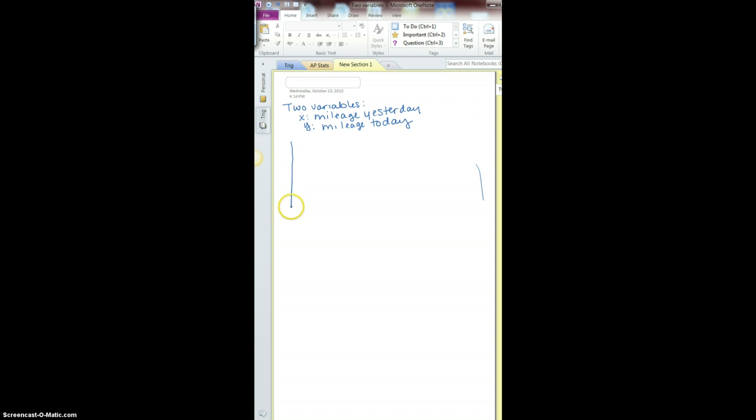So what we need to do is set up an XY plane with miles yesterday and miles today. So the most she could have flown yesterday was 400, and the most she could have flown today was 400. So this then is going to create our sample space, which is going to be a square. All right, so we know that somehow her mileage is going to be inside the square we have here.